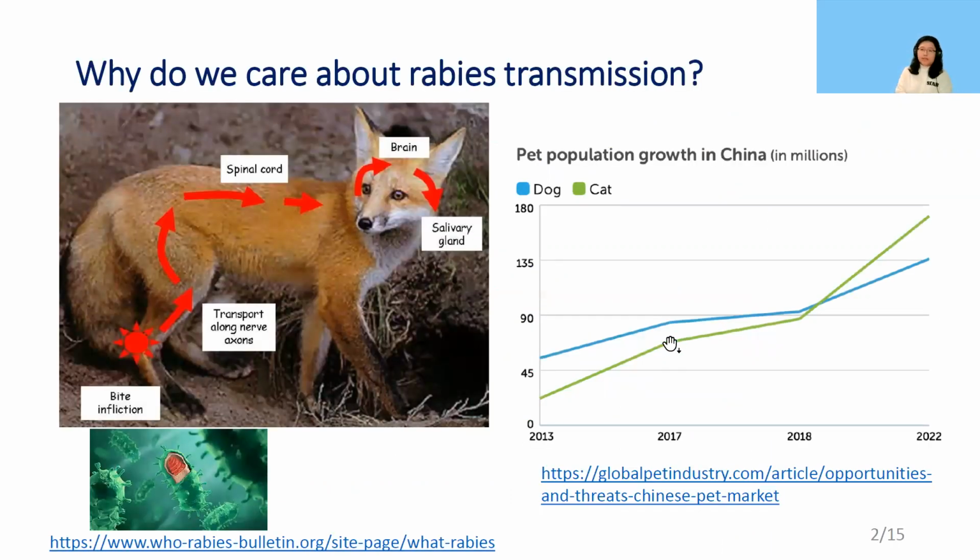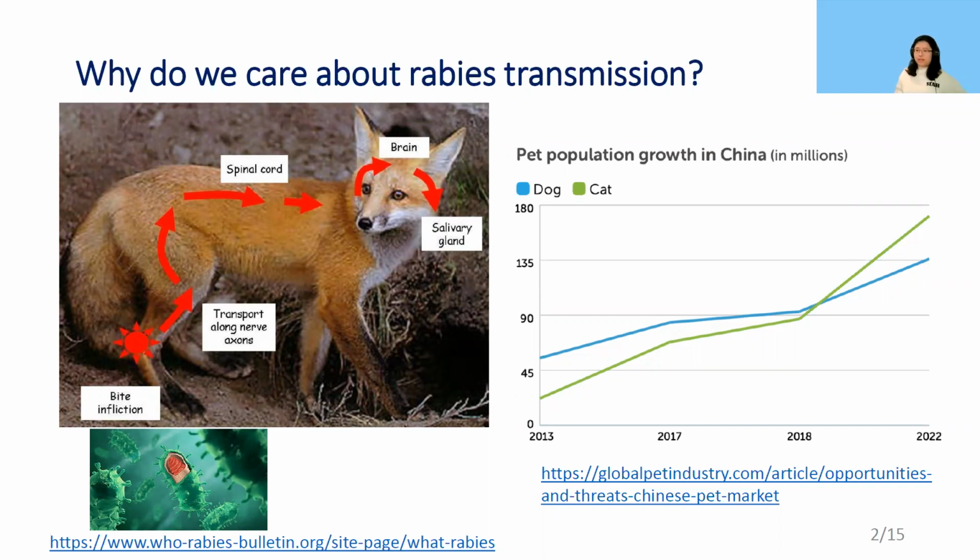Okay, so first, let's look at why do we care so deeply about rabies transmission. This is because rabies is really a horrible disease. It's caused by the rabies virus, and this virus exclusively attacks the central nervous system. And once the virus arrives at the central nervous system, the disease is invariably fatal. No cure can save the lives.